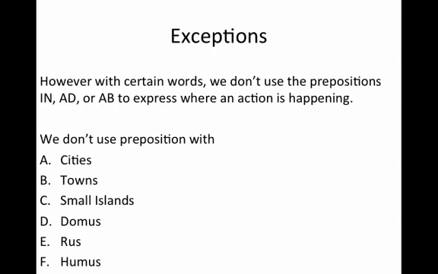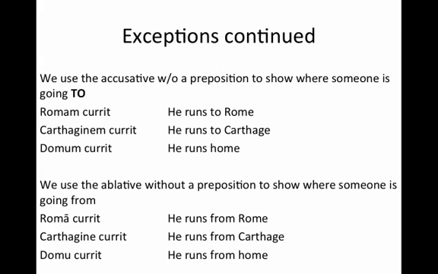Now, not surprisingly, there are a couple exceptions. These words that follow don't use prepositions to express where an action is happening. The words that don't use prepositions are cities, Rome, Brundisium, Athens, etc., towns, small islands, and then the word domus, meaning house, the word rus, meaning countryside, and humus, meaning ground. With these words, instead of using prepositions, we just use the appropriate case.